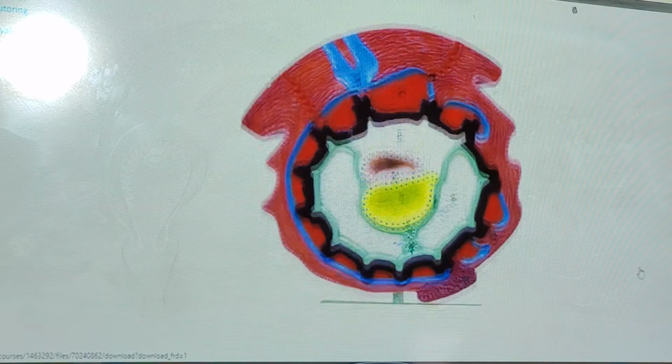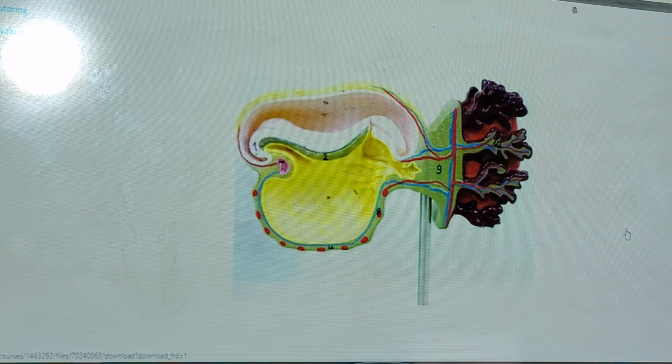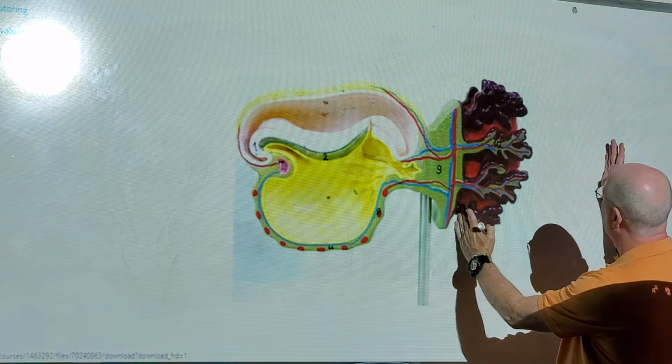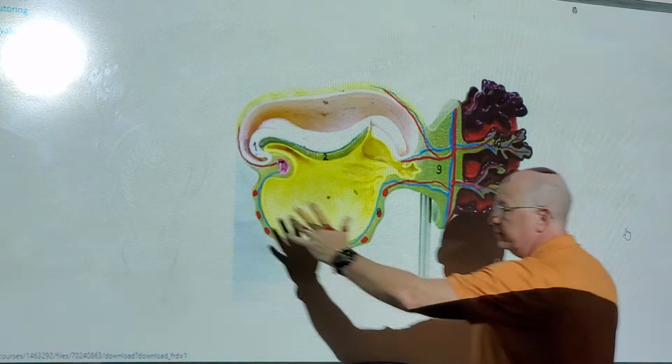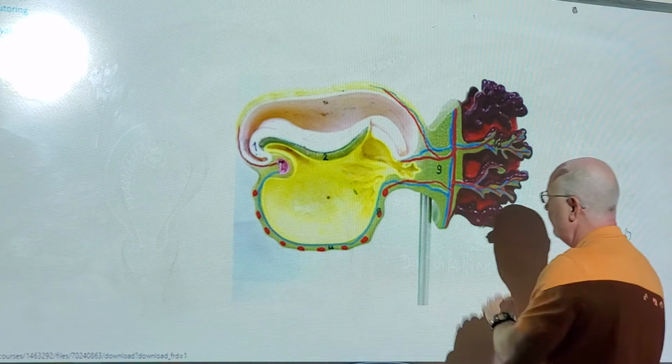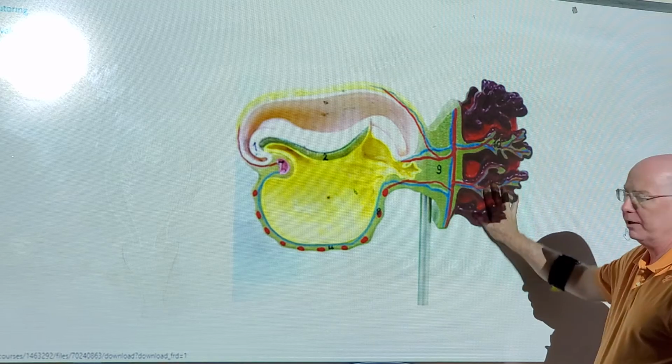Now, eventually the model goes from looking like a jellyfish into looking somewhat like a tadpole. What you don't see here is this is the endometrium. This would be the uterine cavity. These are called the chorionic villi.